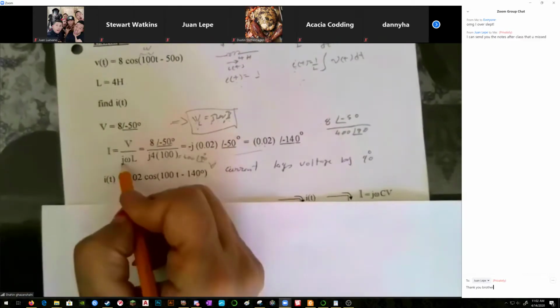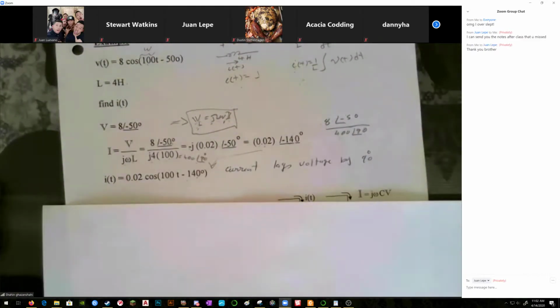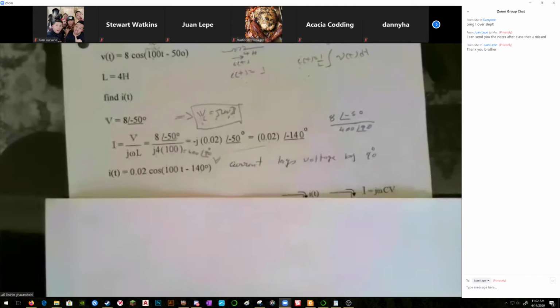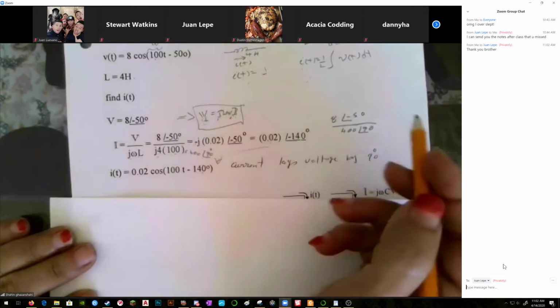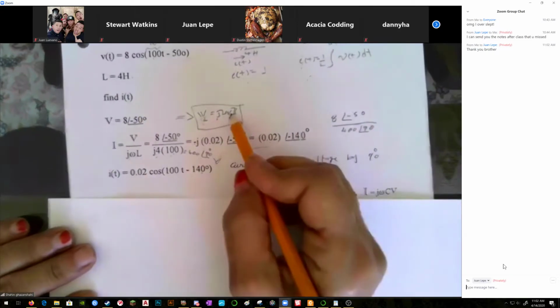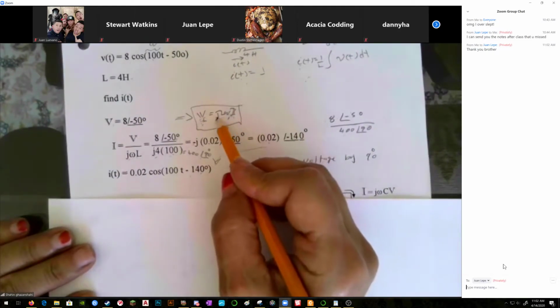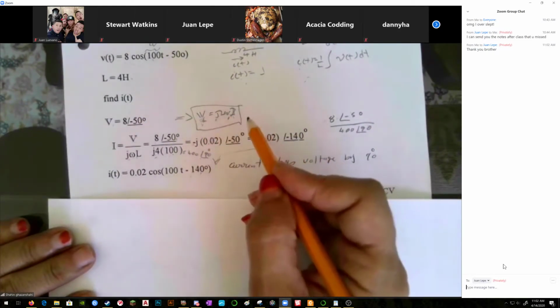Or whatever is the angle of the voltage, you subtract 90 degrees to get the angle of current. Why do I subtract? Because j comes to the denominator. So voltage and current across inductors are out of phase by 90 degrees. Current always lags the voltage. That's what we say in engineering. The phase angle difference between these two is 90. Whatever is the angle of the current, you add 90 to get the angle of voltage.